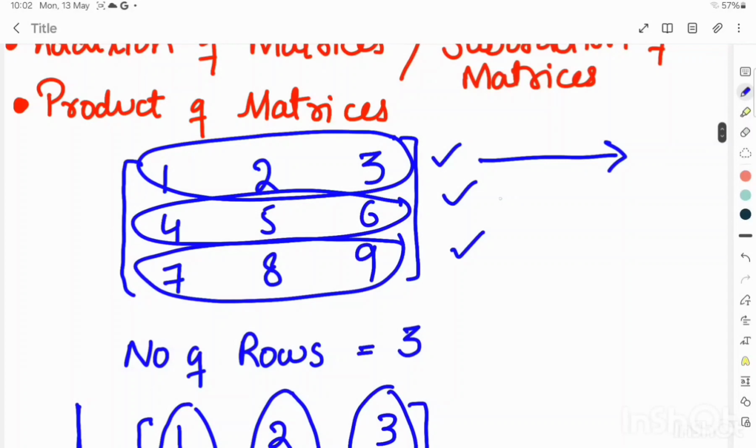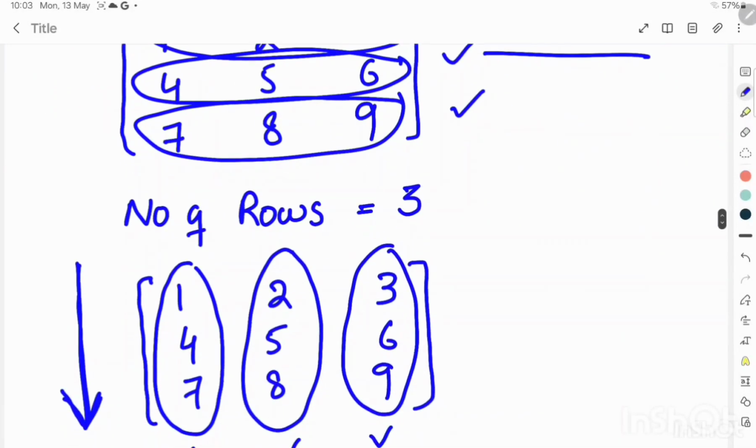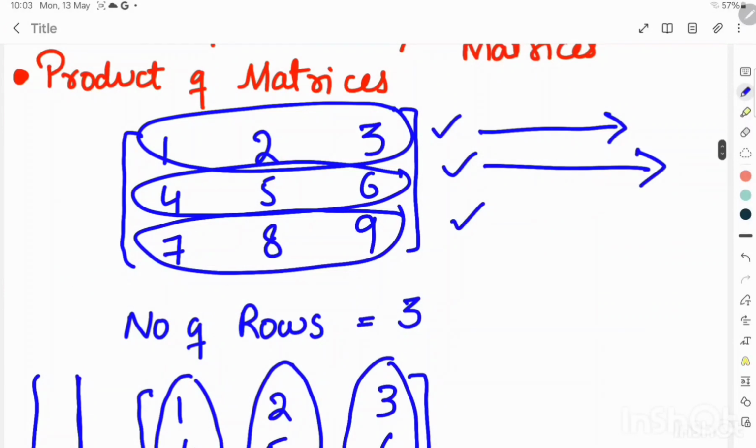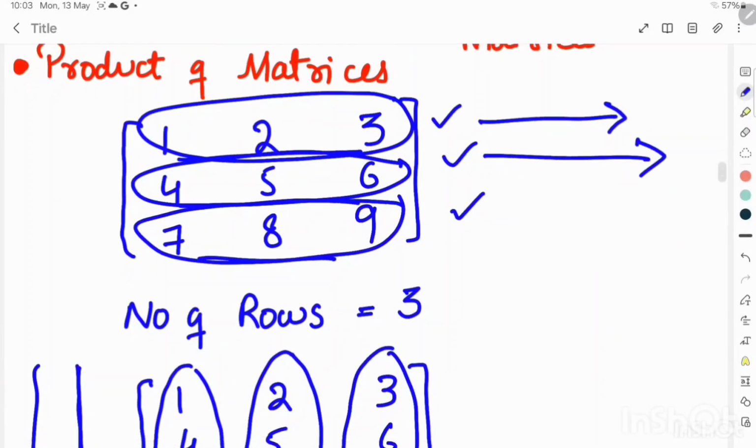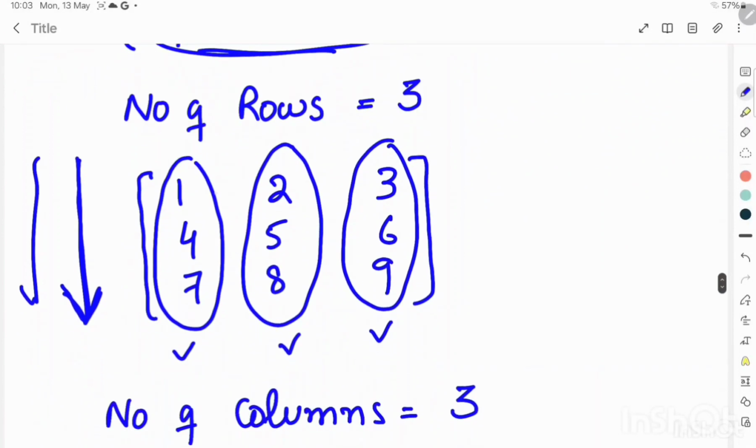Okay student. You have to understand that in a matrix two types of numbers are given. One goes from left to right and one goes from upward to downward. The numbers which lie from left to right are called the rows of the matrix, and the numbers which go from upward to downward are called the columns of the matrix. So student, this is the definition of a matrix.